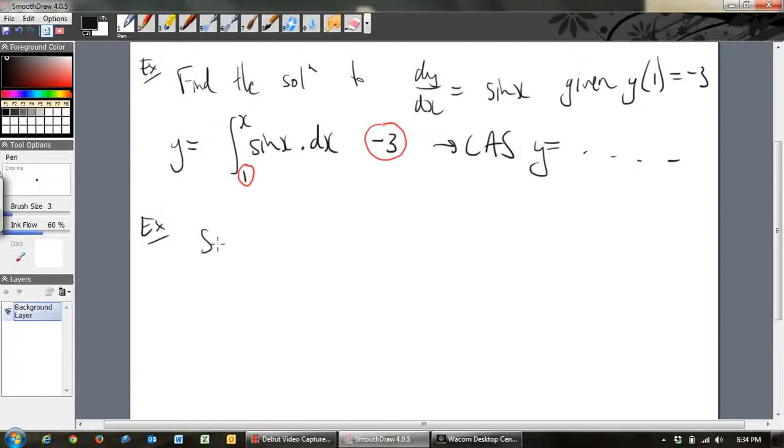I'll just do another quick example. Find the solution to dy/dx. I'll just do something complicated just for the hell of it, because I'm not going to evaluate it. Just do this in the calculator if you want.